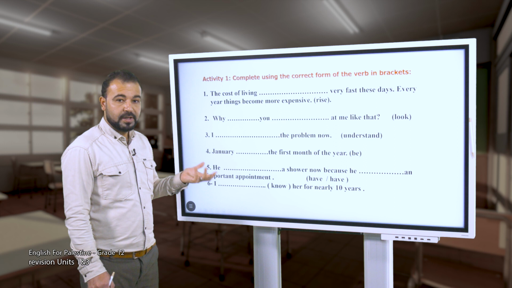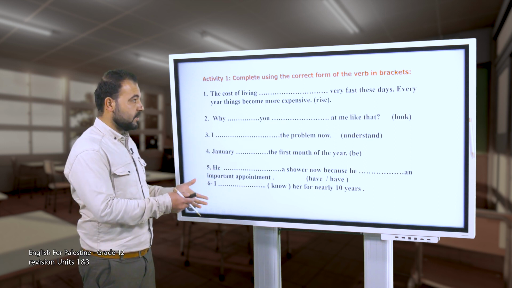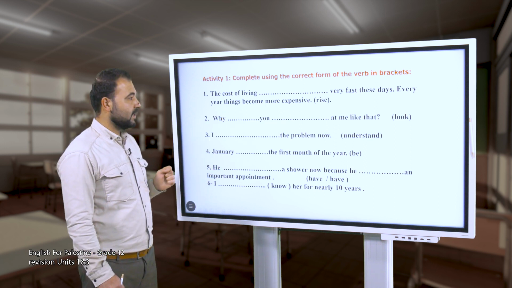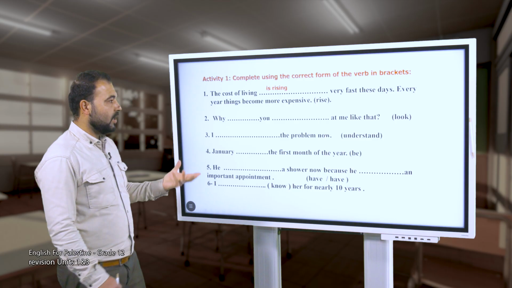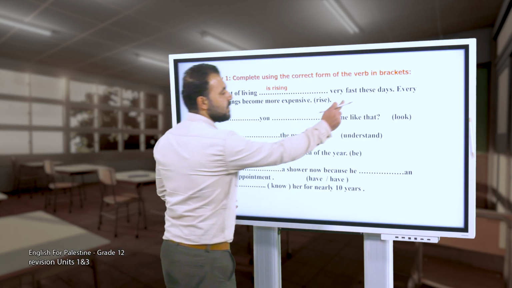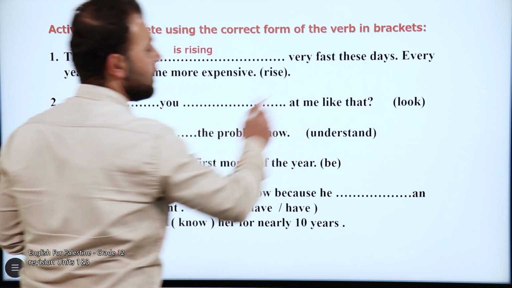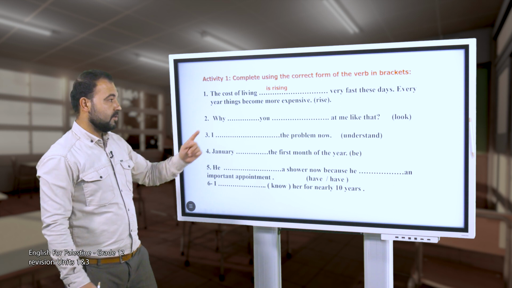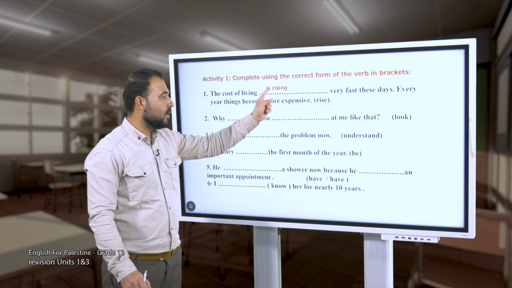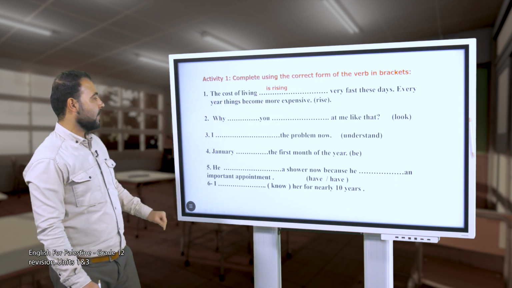What do you think the correct form, the correct tense of this verb is? Let's see. The cost of living is rising. Present continuous. Why? We have here these days. It's a key word here. And the subject is singular. So we use is and the verb rise with ing.